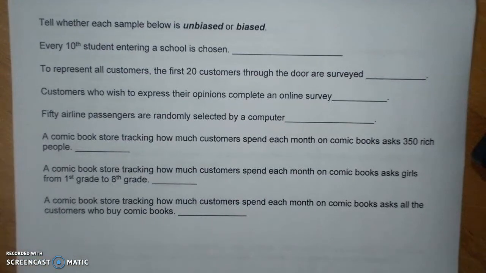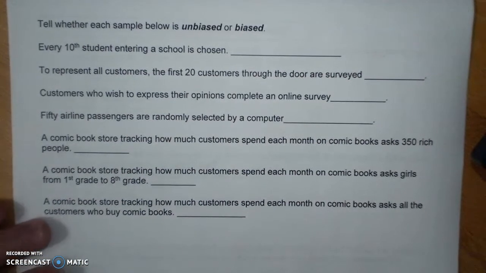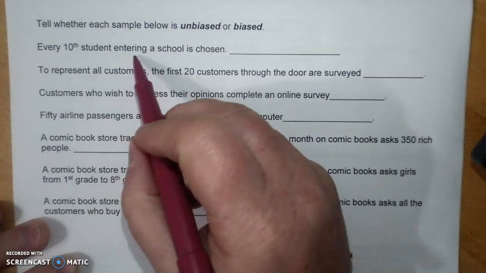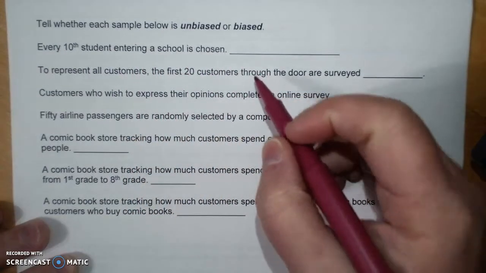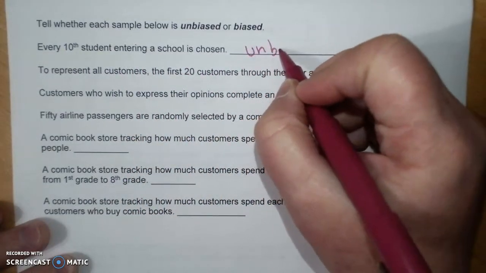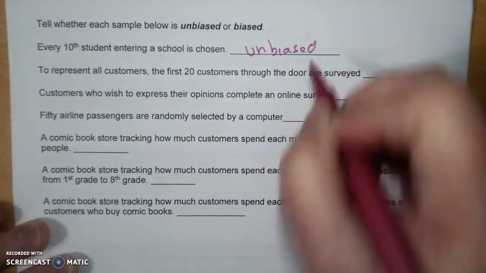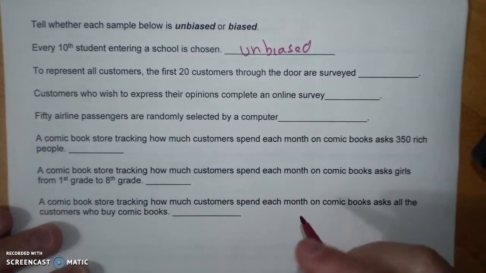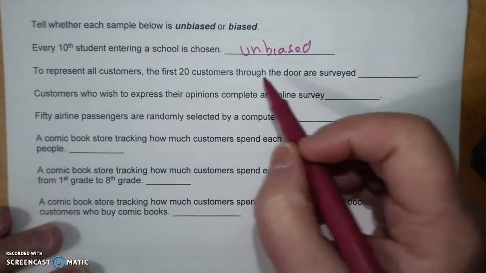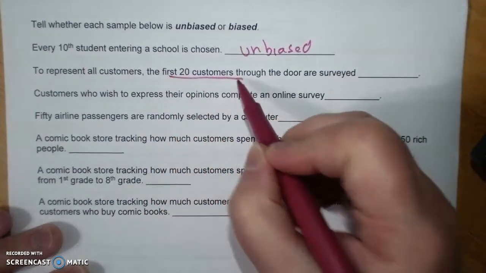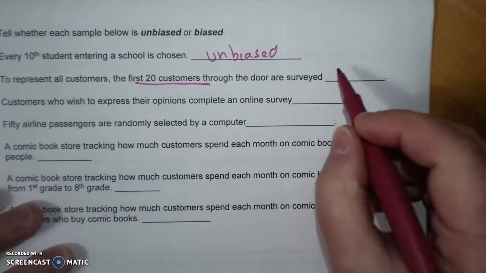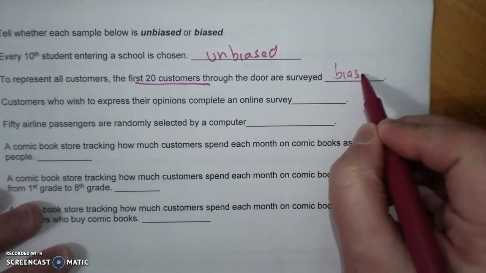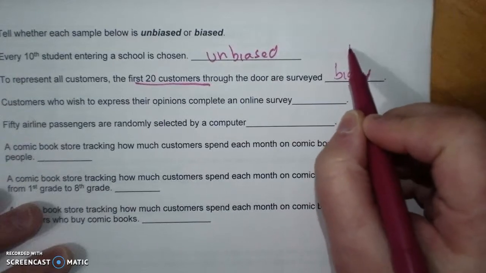Here we go. Each sample is unbiased or biased. Every 10th student entering a school is chosen. Unbiased, because they're random and I don't know how they're lined up. The first 20 customers through the door. That's actually biased because I could do time of day.